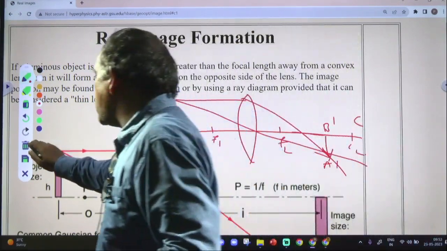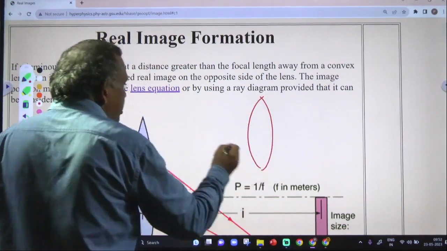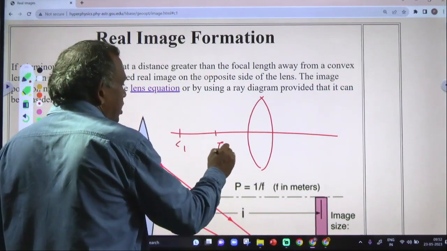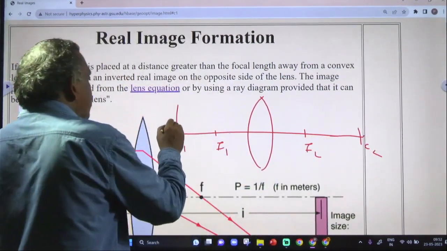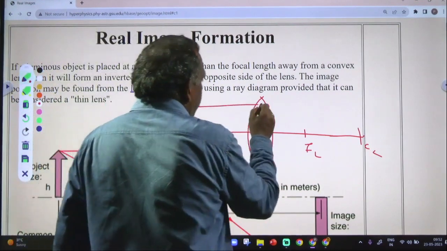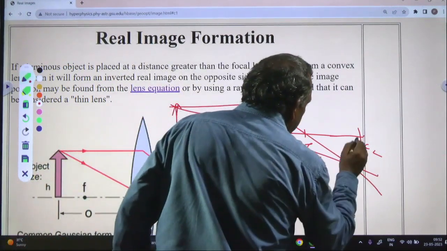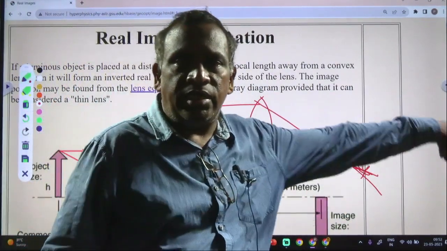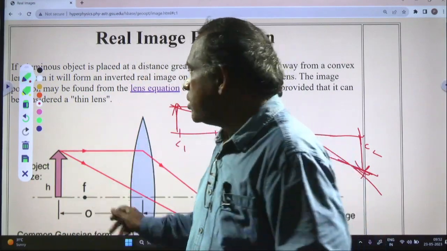Another case: let us take the object at the center of curvature. This is C1 and F1, and this is F2 and C2. The object is at the center of curvature, and the image forms at the center of curvature, at the same place. It is a real inverted same size image.